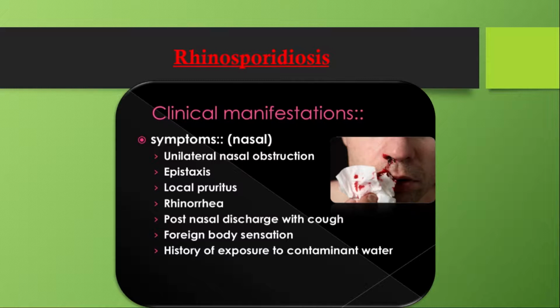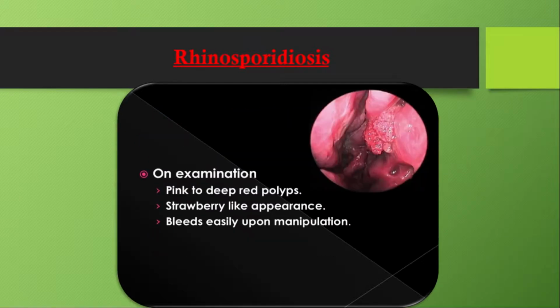Its clinical manifestations: the symptoms are usually unilateral nasal obstruction, epistaxis, local pruritus, rhinorrhea, postnasal discharge with cough, foreign body sensation, and a history of exposure to contaminated water. On examination, one may see pink to deep red polyps inside the nasal cavity, sometimes with a strawberry-like appearance, which bleeds easily upon manipulation.